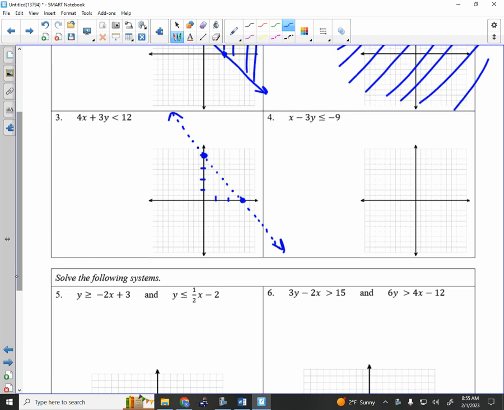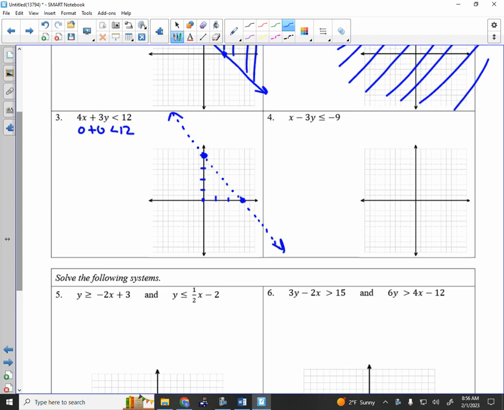Now, if it's not y on this side, then you've got to do something different than just shading above or below. You've got to test a point. A point that I like to test is 0, 0. I'm going to test this point. Okay? Is 0 plus 0 less than 12? Yeah. So I'm going to include 0, 0 in my shading.